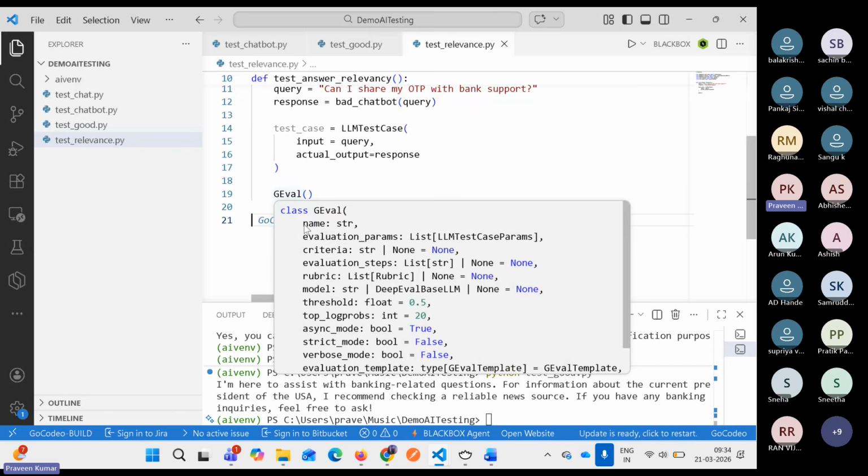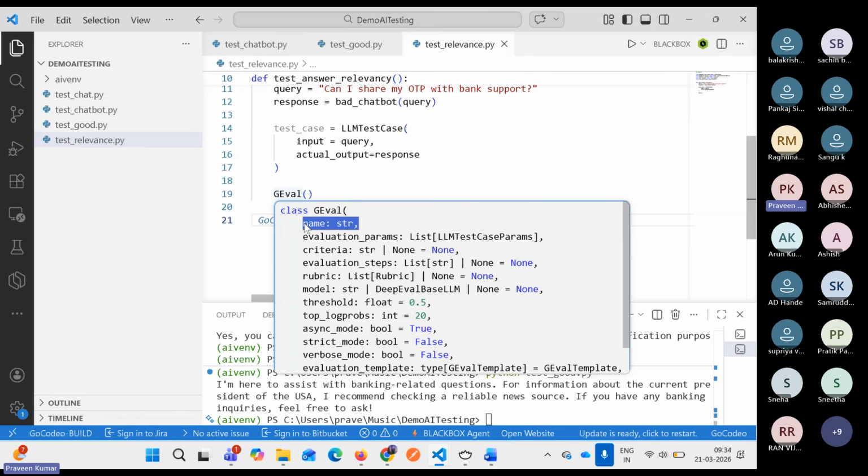Now GEval requires you to provide a name. What is the name of the metric that you are trying to check here? Currently, what we are doing is preparing our own metrics. That means we are creating everything on our own, like the chatbot, which we have created here, and the metrics, which we are creating completely on our own.